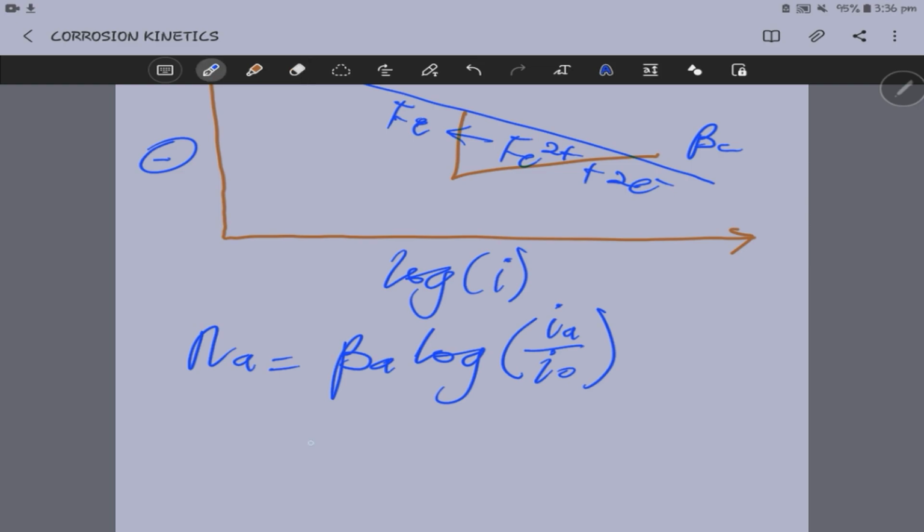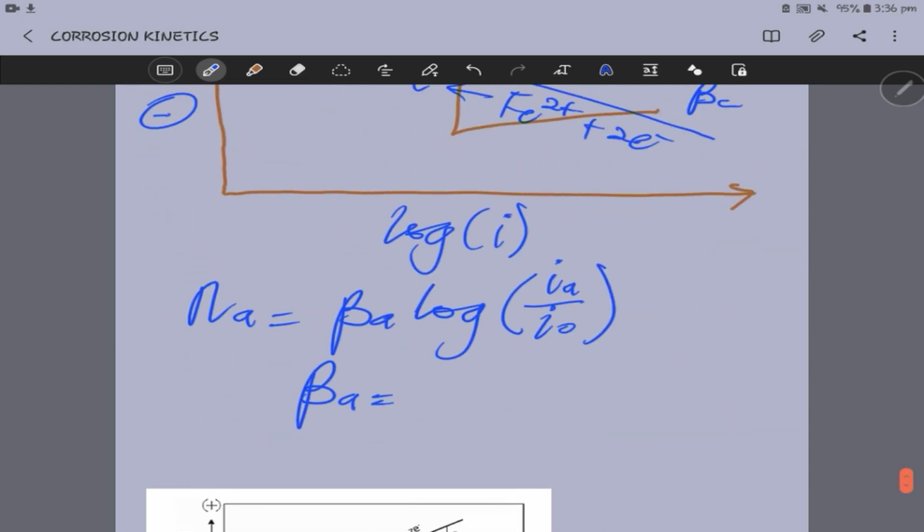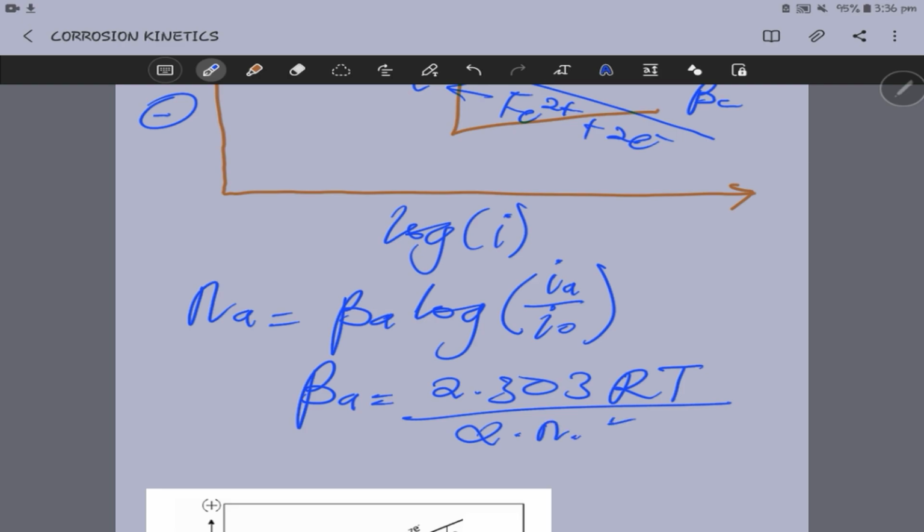And then this beta has its own representation. For the anodic part, we know that beta is a positive slope. From the work that they have done, they have seen that this beta is the same as 2.303 RT over alpha times Faraday's constant, where R is the gas constant.